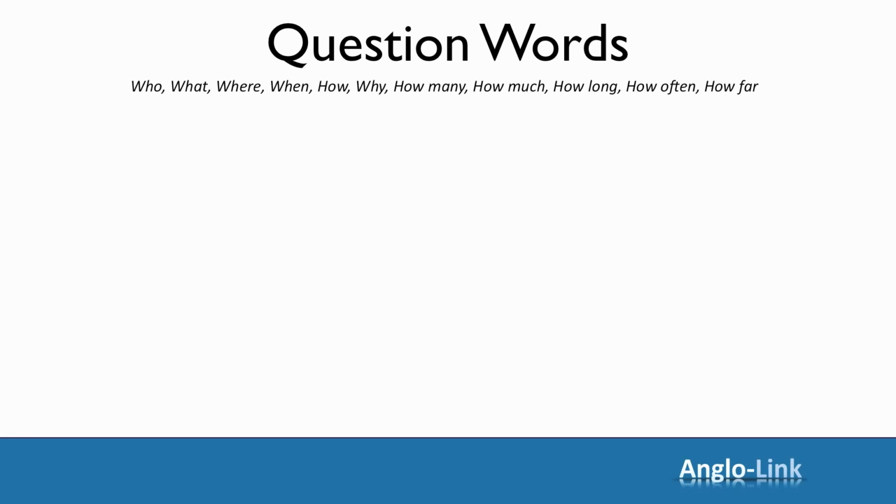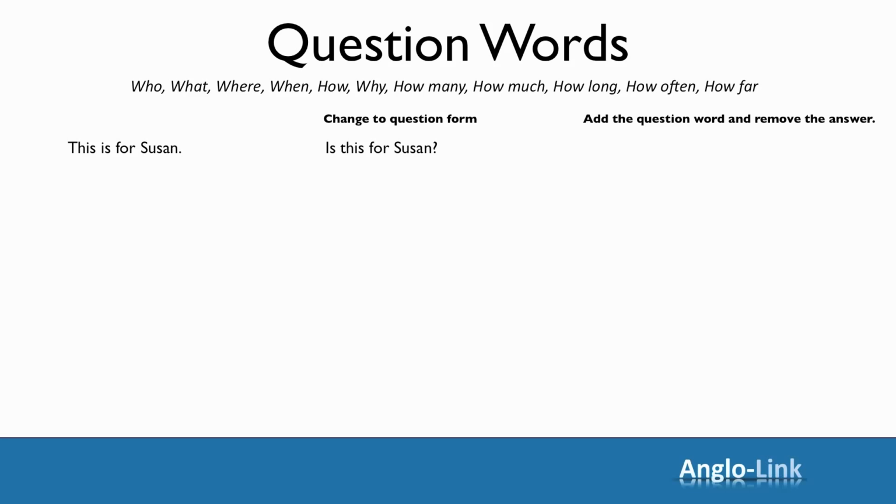To formulate questions with question words, simply change your statement into a question, add the question word, and then remove the answer. For example, this is for Susan. Let's ask a question with who. Change to question form first. Is this for Susan? Add who and remove Susan. Who is this for?